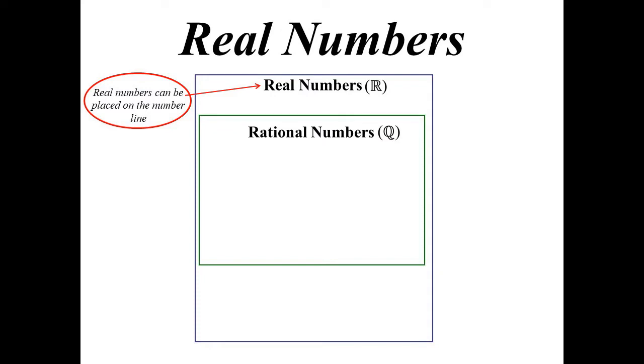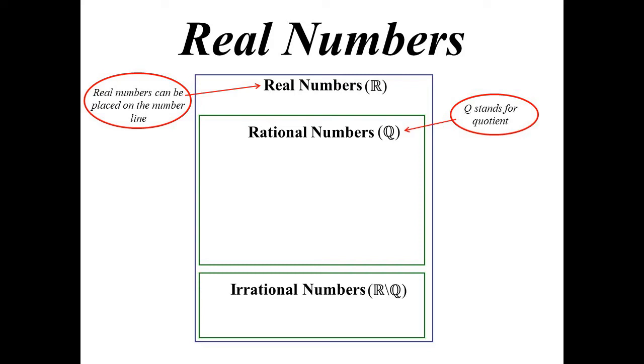Now, inside our real numbers, we have the rational numbers. Rational numbers, which of course are labelled Q. Can't use R because we just used it for real numbers. Q. Now, why Q? Q stands for quotient. Right? So if you think about it, a rational number is any number that can be written as a fraction. Then we have the irrational numbers, the ones that can't be written as a fraction.